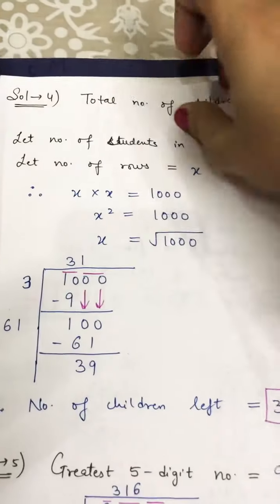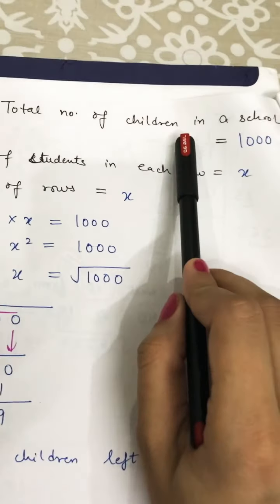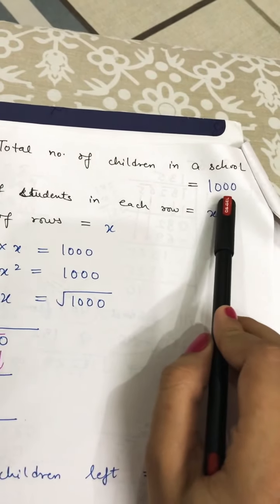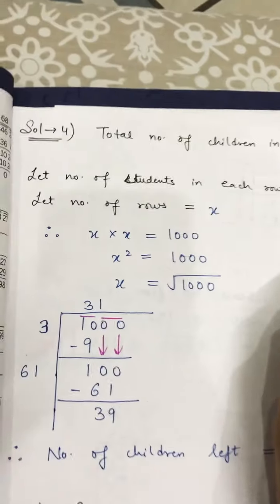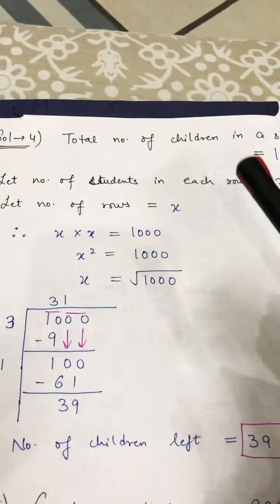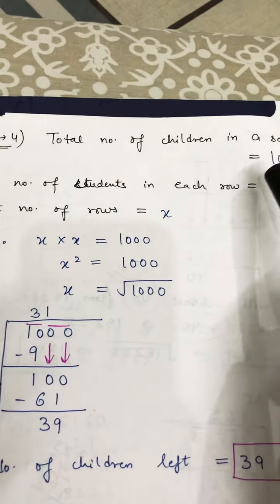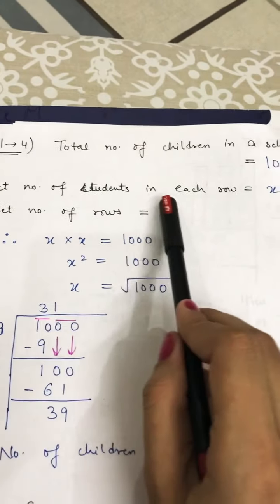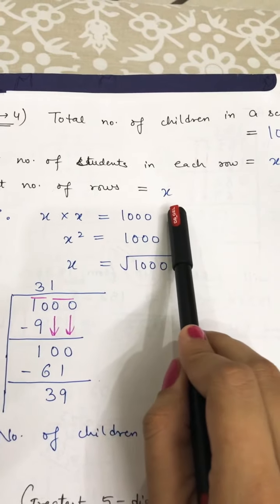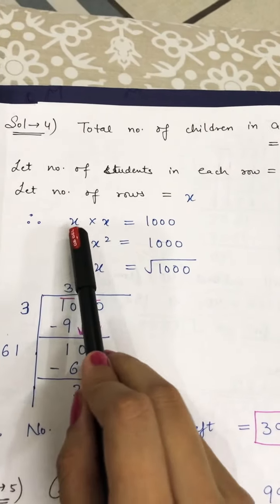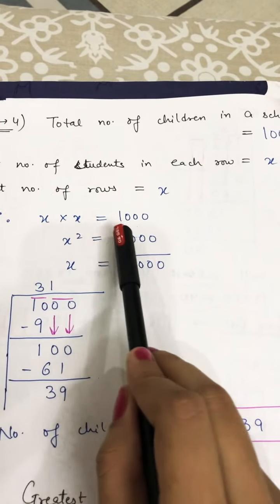So you have to write it in this way: the total number of students given is equal to 1000. They said that the number of students in each row is equal to the number of rows. So take it this way: let the number of students in each row be x, and let the number of rows be x.